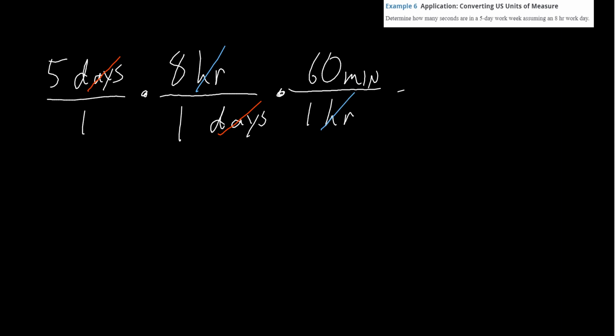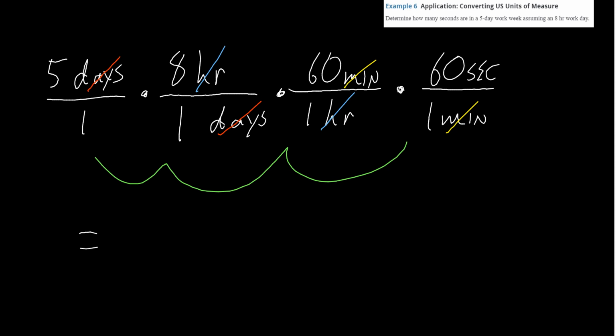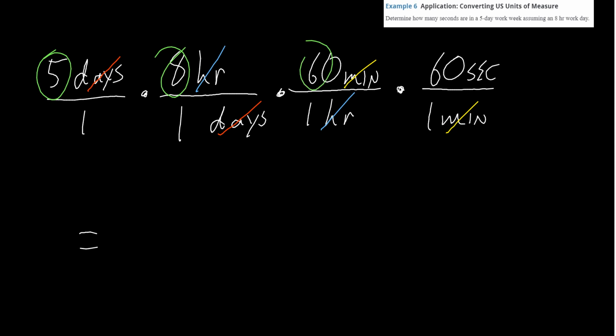And then from here, we know that in 1 minute, we have 60 seconds. And we cancel the minutes. Okay, and all of this is equal to, well, we have properly canceled out the units. We cancel out the days in red, the hours in blue, the minutes in yellow, and all we have left is seconds. And so looking at this, every one of these denominators are 1, so it doesn't really matter. 1 times 1 times 1 times 1 is 1. So we're basically just going to do 5 times 8 times 60 times 60.